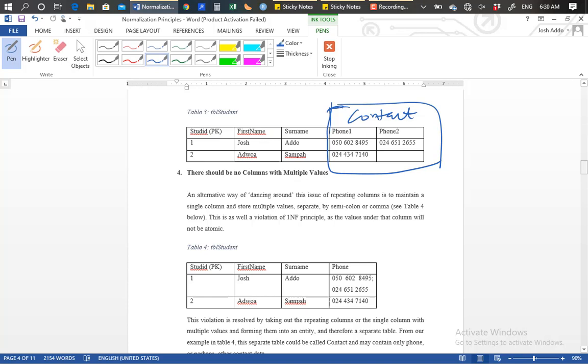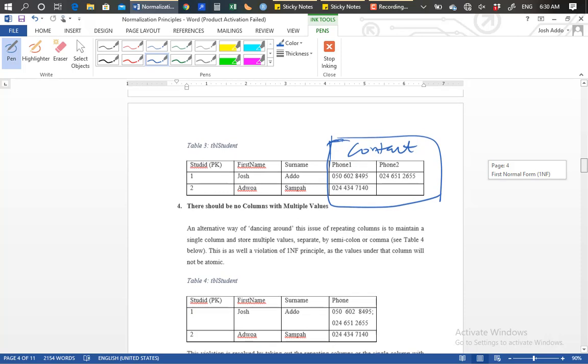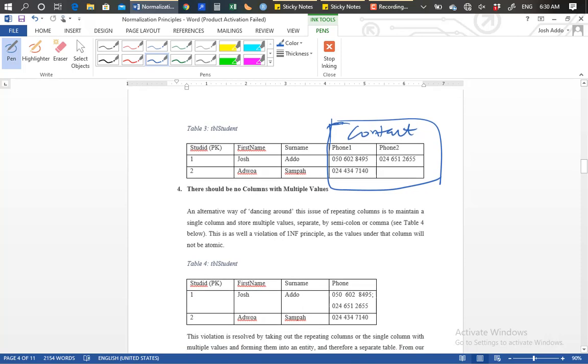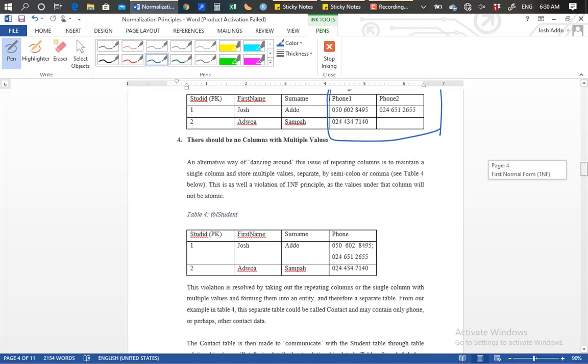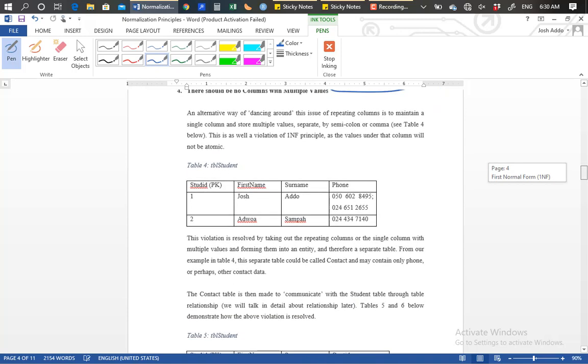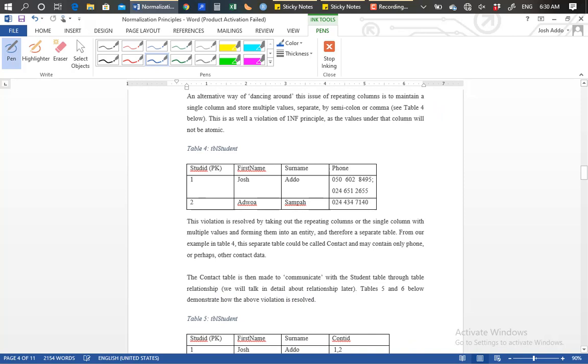Some people may think of not storing the data in this way, which results in repeating values. Repeating columns from 1, from 2. They might think that, well, either this way of storing data is not nice, or maybe they have an idea of repeating columns not being too good. So they decide to keep one column, which is phone. And then under that one column, they try to compress or store all the numbers.